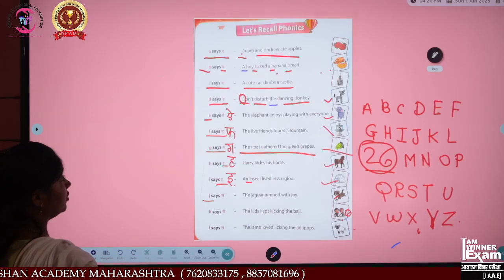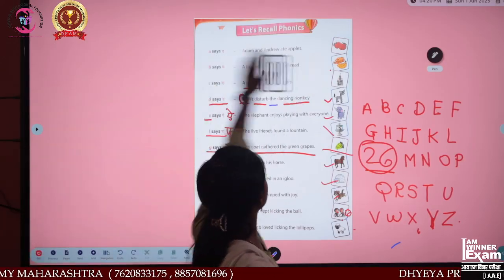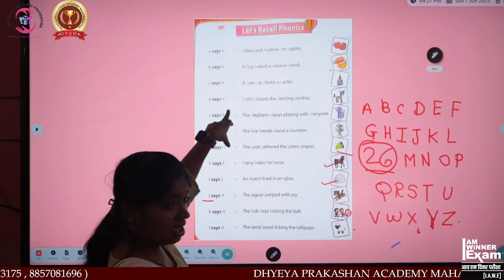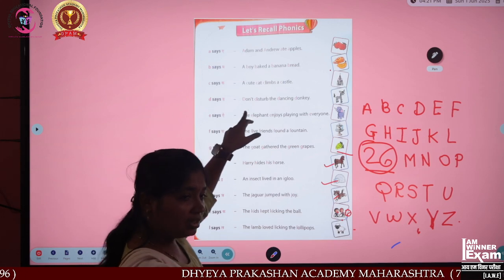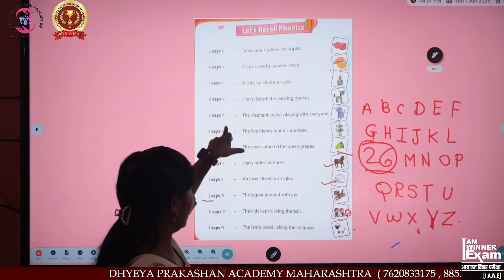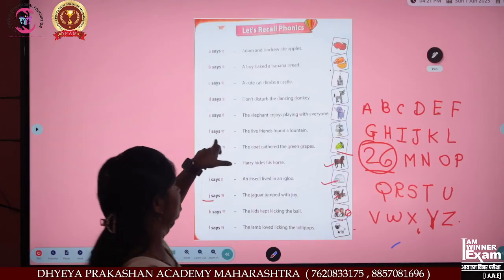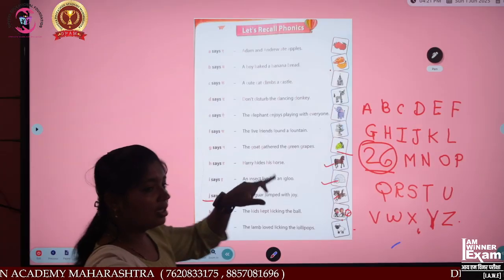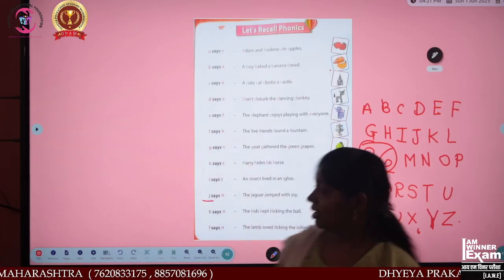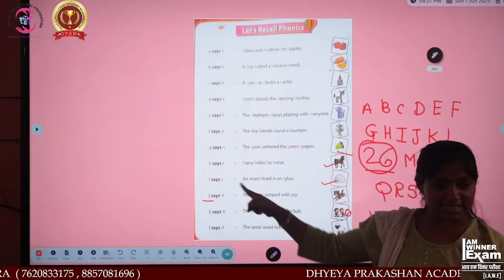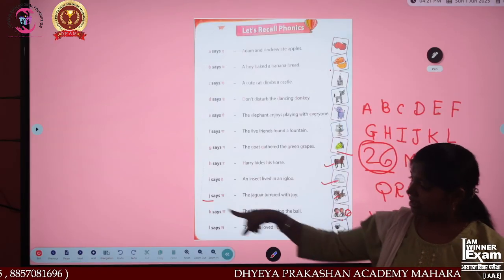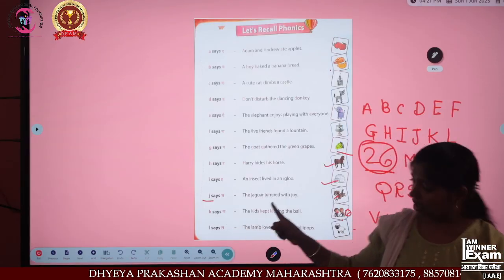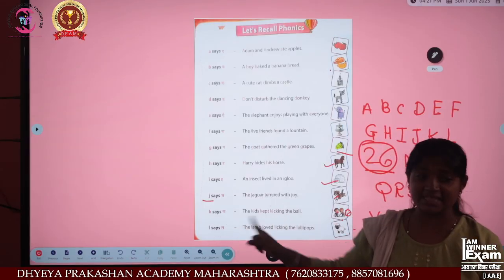Okay. Now you recall the phonics. A says A, B says B, C says K, D says D, E says A, F says F, G says G, H says H, I says E, J says J, K says K, L says L.